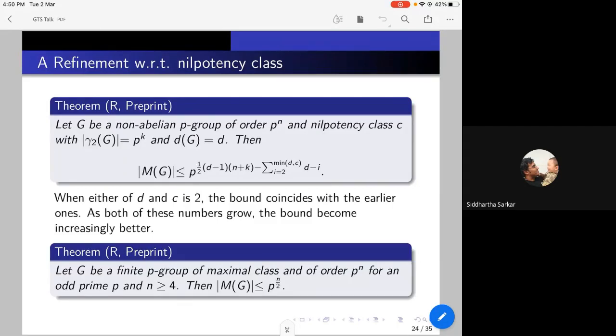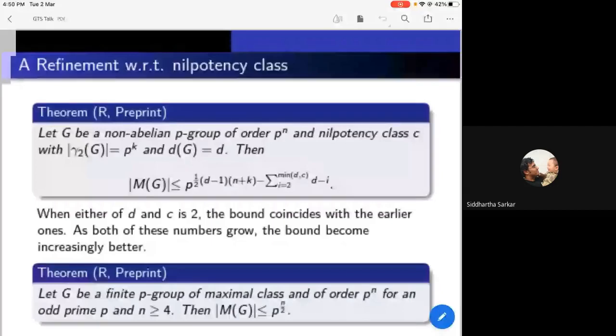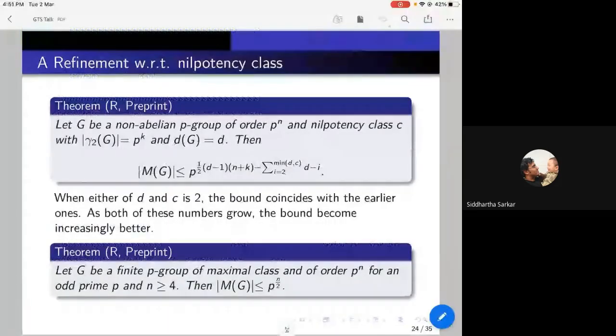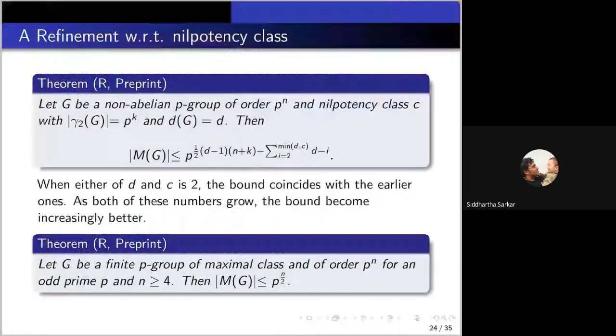And again, applying the same idea, investigating X, since we know a good structure for groups of maximal class, one can see that for a p-group of maximal class, |M(G)| is always less than or equal to p to the power n minus n by 2. So as Moravec predicted, this is close to the square root of |G|.